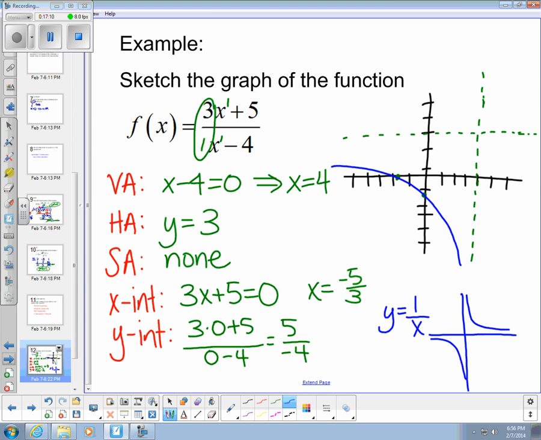is I can say, this is the point at 5. This is where x is 5. If I plug in 5 into my equation, 3 times 5 plus 5 over 5 minus 4, that would give me 20 over 1, or 20. So at 5, my graph goes up to 20, which is way off my grid, but probably this part of the graph is going to look something like this.